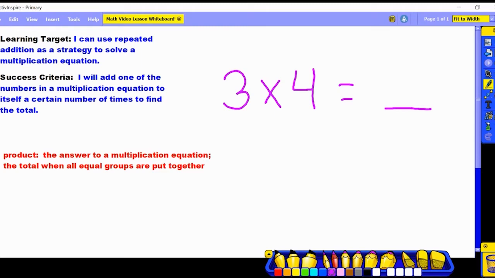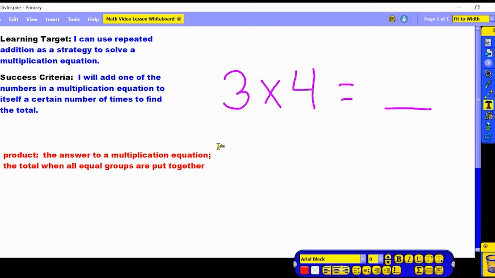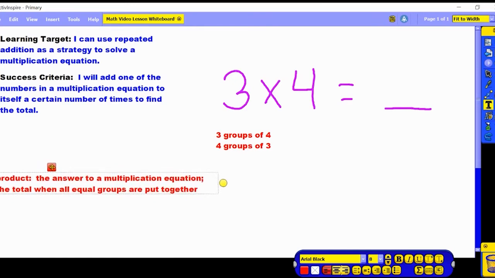And you know how many times you need to add that number to itself by looking at the other number. So another quick reminder too is when we look at 3 times 4, remember we want to think about it as 3 groups of 4. We could also think about it as 4 groups of 3. So something important to know about multiplication is you can switch those numbers around in your equation and it doesn't change the total.